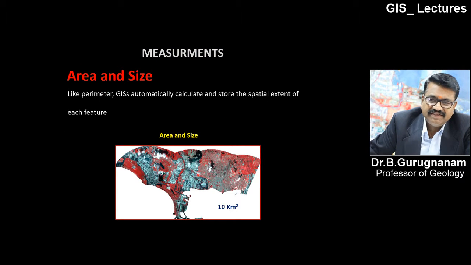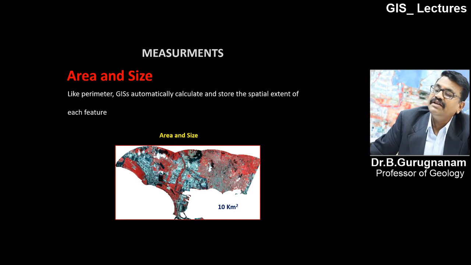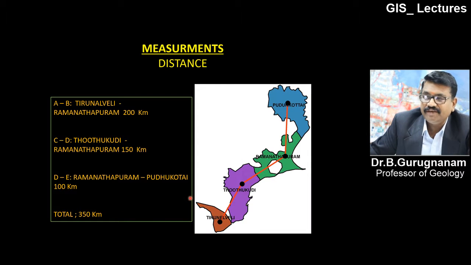The area and the size: once I digitize, I'll be able to know the area inside. It is 10 square kilometers. Here it is a length, here it is area, and the size of the object. Suppose I am digitizing vegetation alone, then I'll be able to find the area of vegetation, the area of town, and the area of other features in the study area.